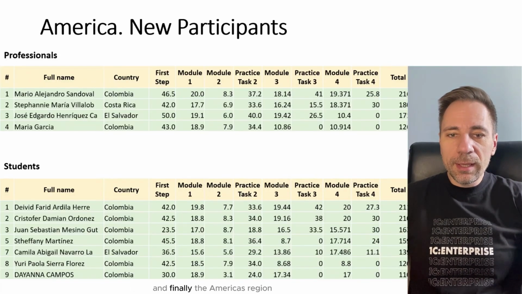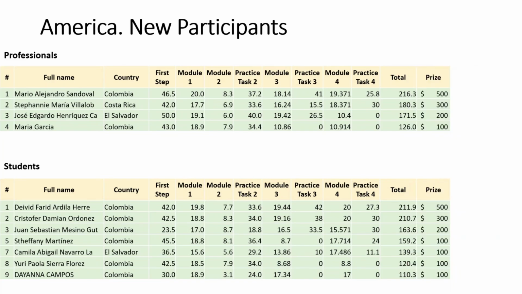And finally, the Americas region. Here, the largest number of participants were able to complete all 4 modules of the course, so the competition is much higher. Among professionals, Mario Alejandro Sandoval from Morocco took first place. David Farid Ardelia, also from Colombia, took first place among students. And the results of the remaining participants are presented in the table.